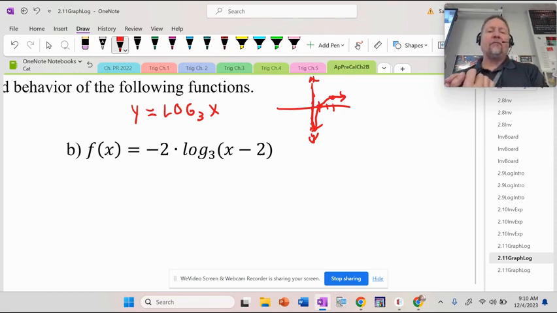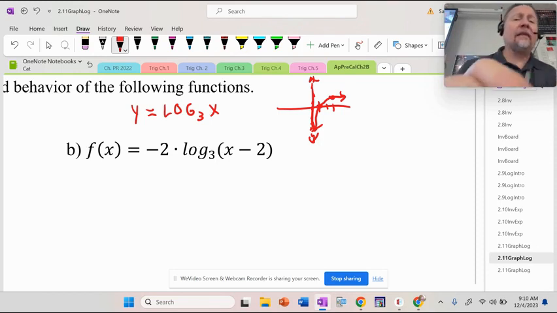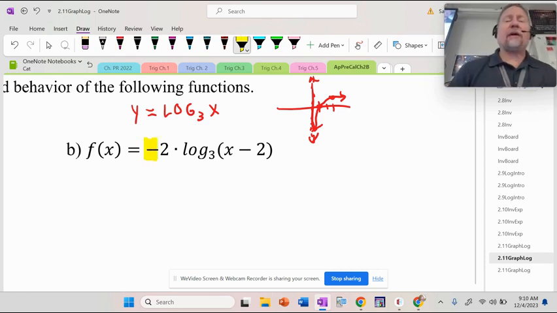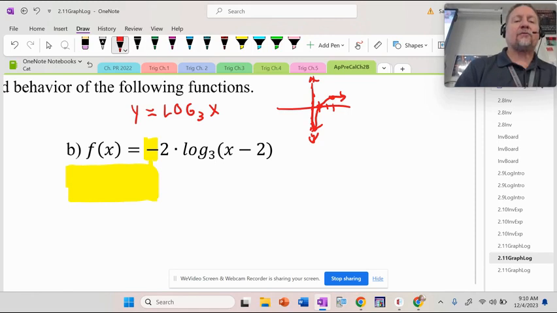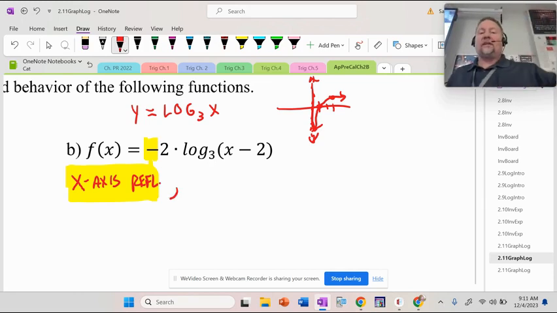Remember this though, we do love questions about what does this do? So what does that negative out in front do to the parent? I'll give you a 50-50. Is it an x-axis or y-axis reflection? 3, 2, 1, go. It's an x-axis reflection. Negative out in front is an x-axis reflection. We do love these. Sometimes you just get the equation and they just ask you to name what happens.